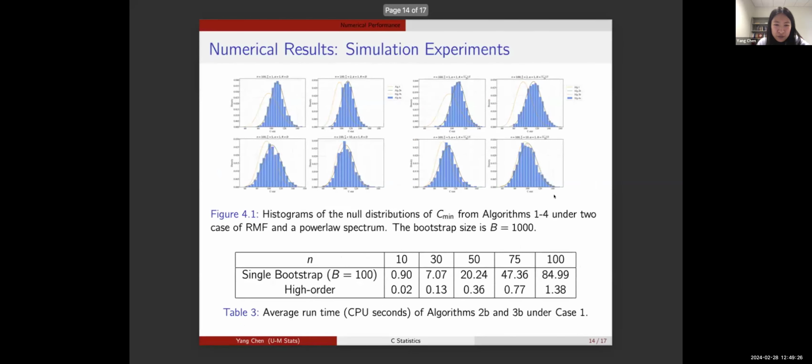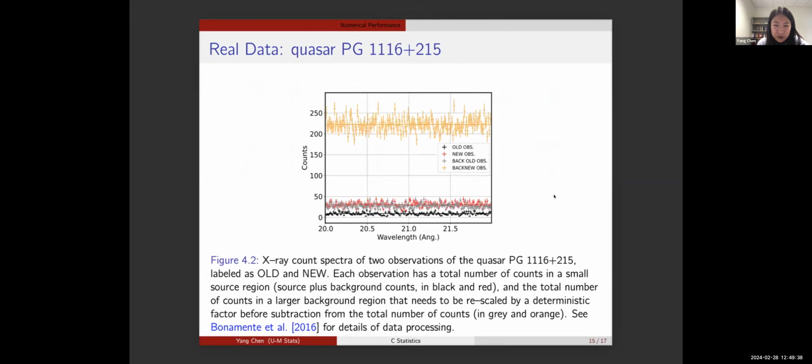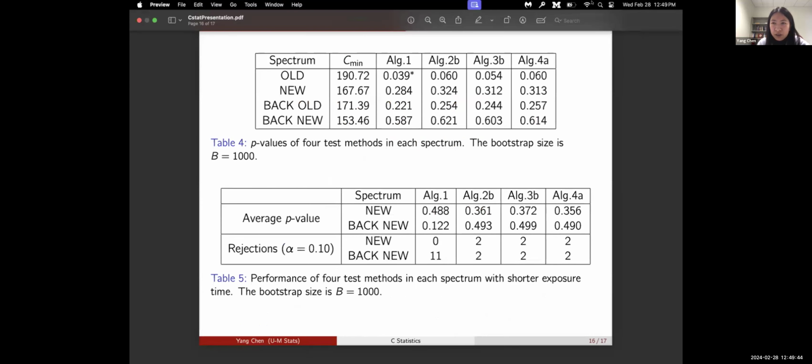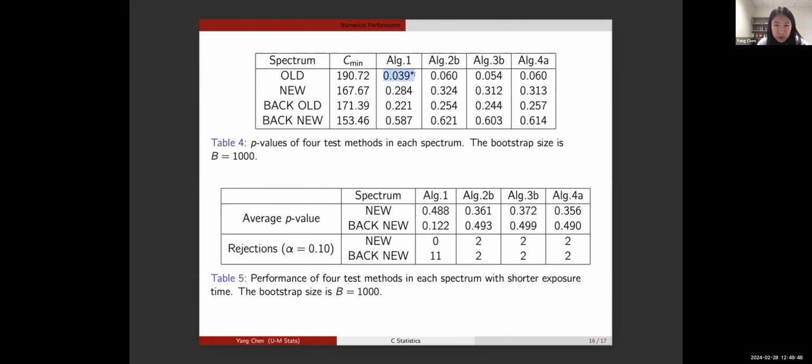In terms of numerical performance, we showed that if you do higher order asymptotics as compared to Bootstrap, you save a lot in computational cost, and you also gain a lot in accuracy. And in the real data set that Max offered to us, we can show that the chi-square distribution, which corresponds to our algorithm 1, gives a result that's completely different from all of the other algorithms that we considered.